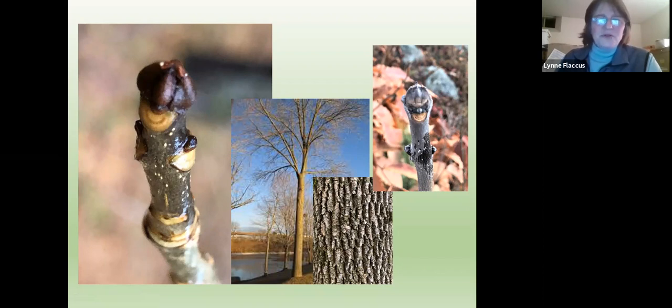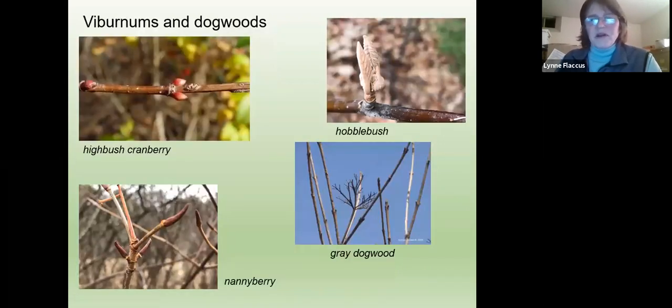So maple and ash are two opposites, and then the dogwoods and some of the viburnums as well have opposite branching patterns. Here's the hobblebush again with its naked buds, and highbush cranberry, the nannyberry, and dogwood. These are all shrubs, so you'll see them growing low to the ground with multiple stems, so that'll be a big clue for you. A good way to remember some of the species that have opposite branching patterns is just remember mad dog, maple, ash, dogwood. And that'll get you started at least on grouping some of those opposite patterned shrubs and trees.